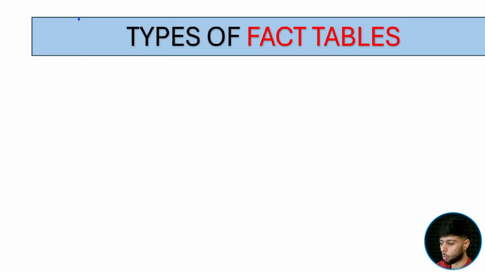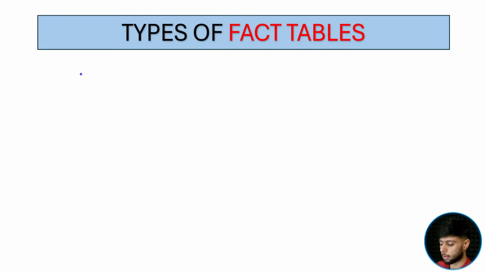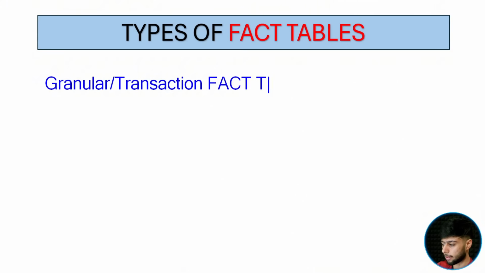So the first type is granular, or let's say transactional fact table. This is type number one. Let me just explain this first.